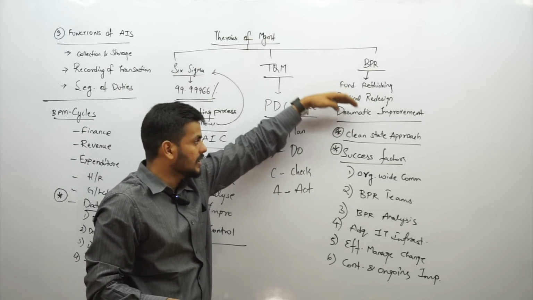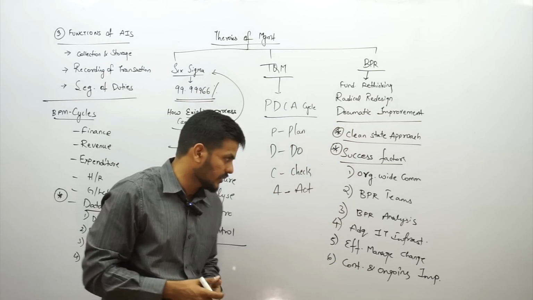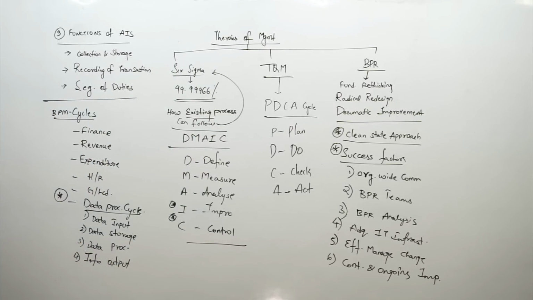Fundamental rethinking, radical redesign, dramatic improvement. It's a clean slate approach, and then these 6 are the success factors that you need to focus on. Let me move out so you can see there. So that is what accounting information system and success factors are.